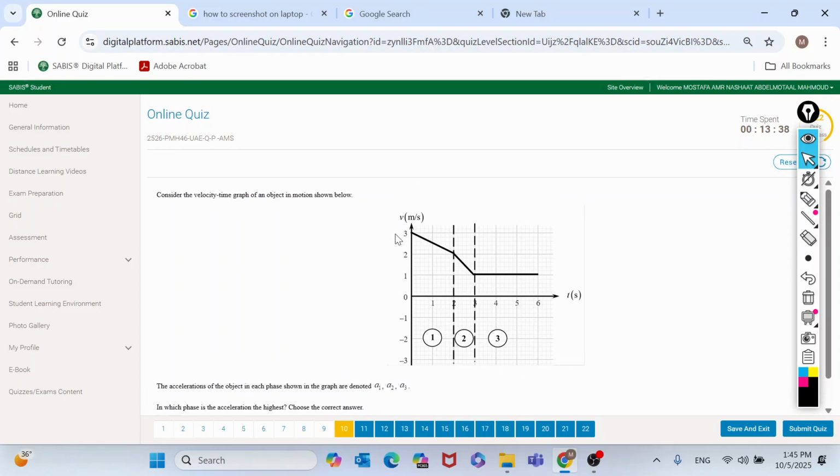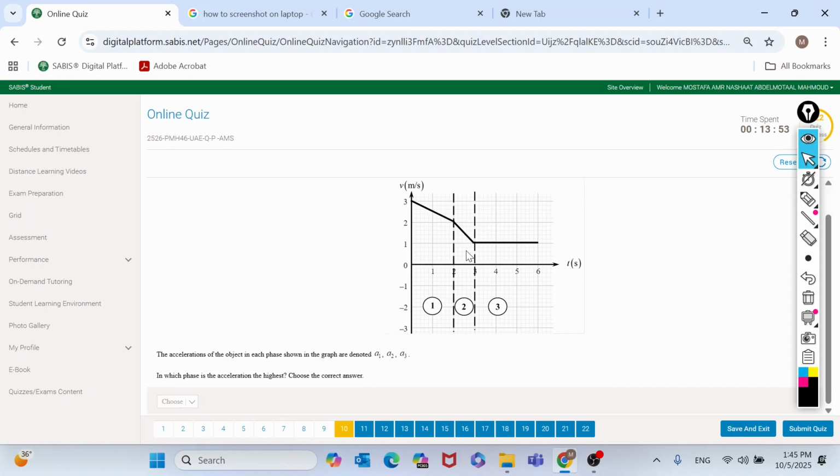Okay, this question, it's going down steep. It's the steepest part, and here it's 0. So I thought 0 would be the highest when I was solving it, because these are both negative because it's going down. But I guess they want the magnitude even though they didn't say that. So which phase has the highest acceleration? It would be 2. That's the steepest.